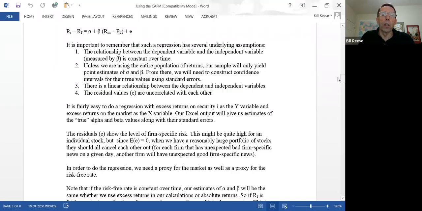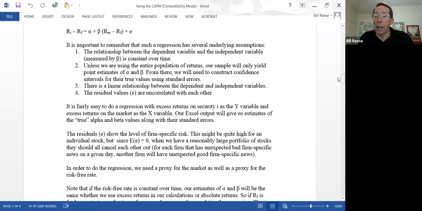that unless we are using the entire population of returns, and we're only going to use 5 years worth of returns as our sample, our sample will give us a point estimate of alpha and beta.